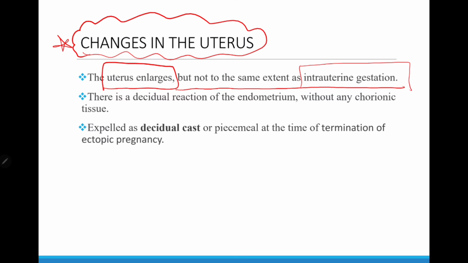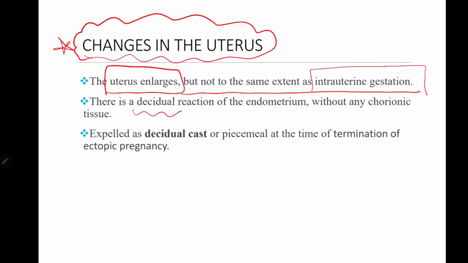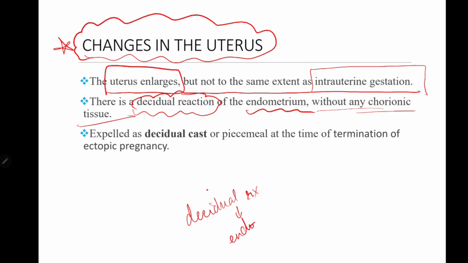Now there is going to be a decidual reaction, very important guys. There is going to be a decidual reaction of the endometrium without any chorionic tissue. That is important. So there is decidual reaction of the endometrium, but there is no chorionic tissue. Chorionic tissue will be absent.